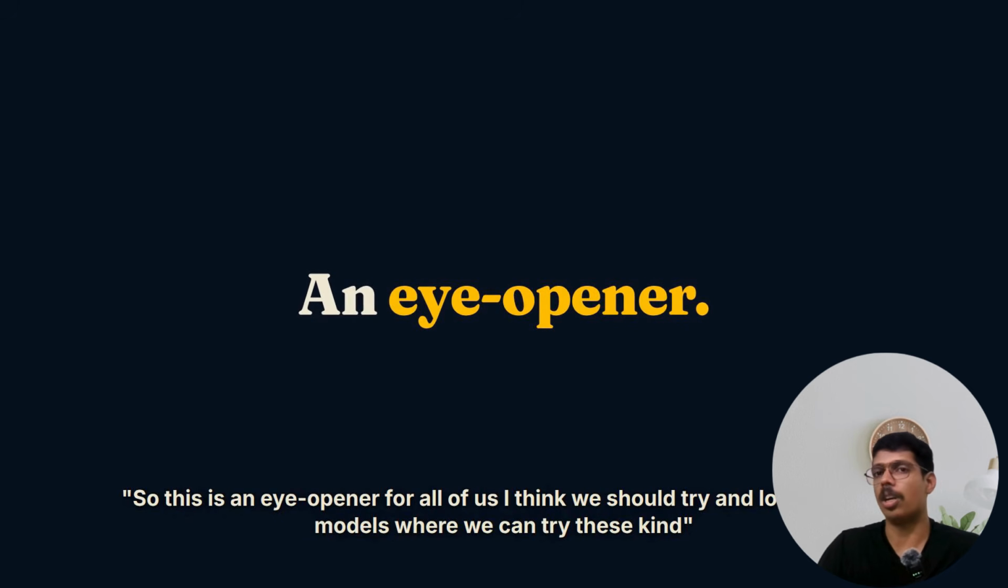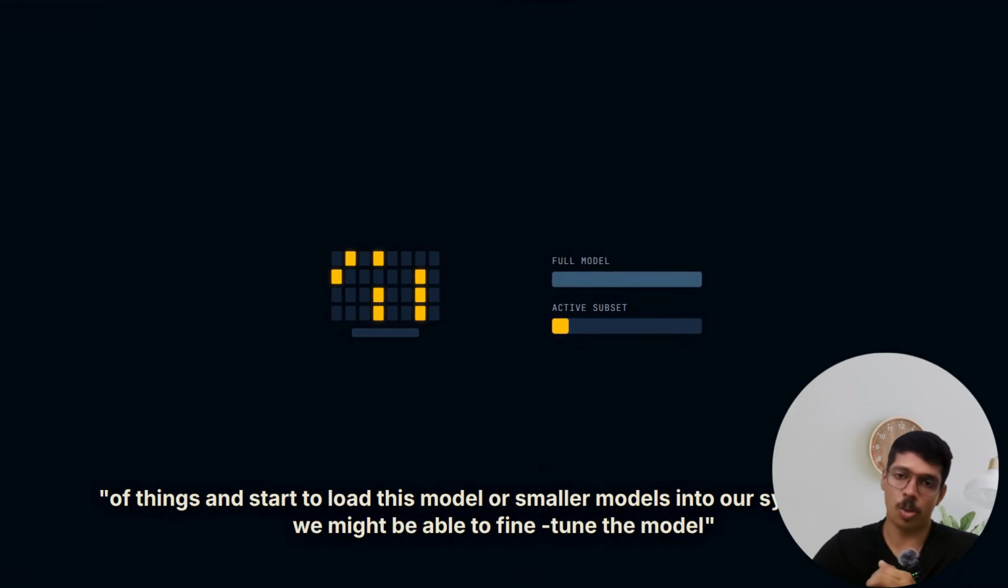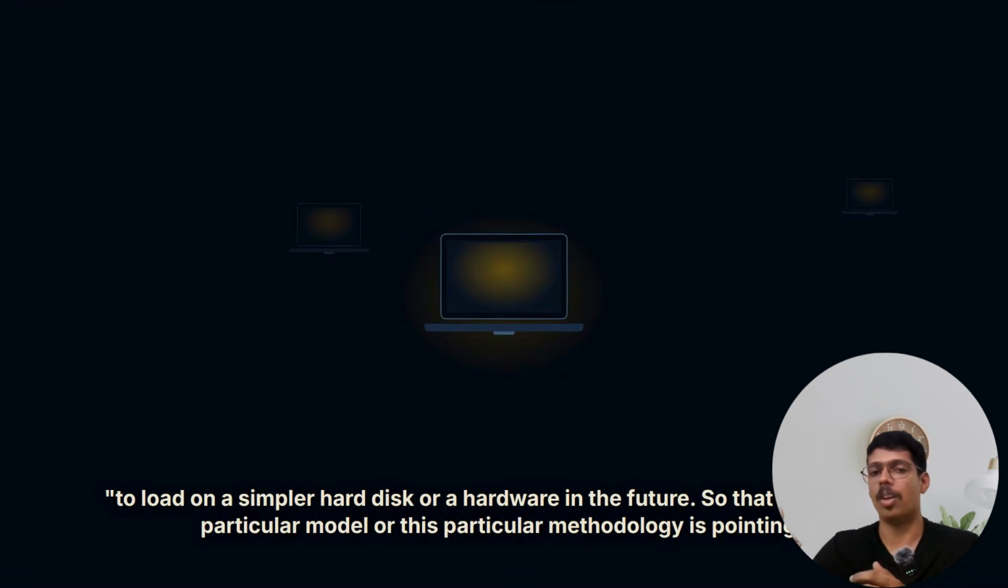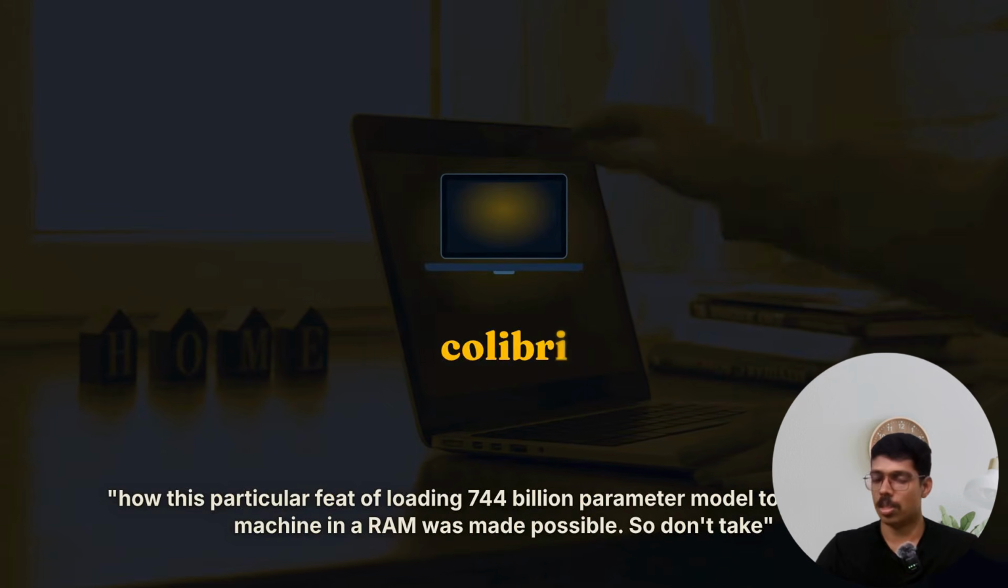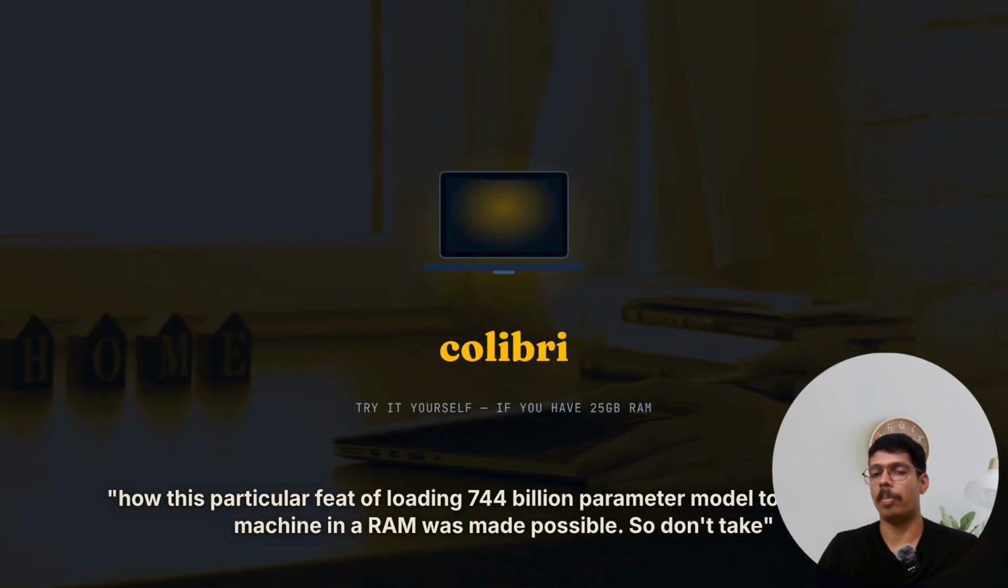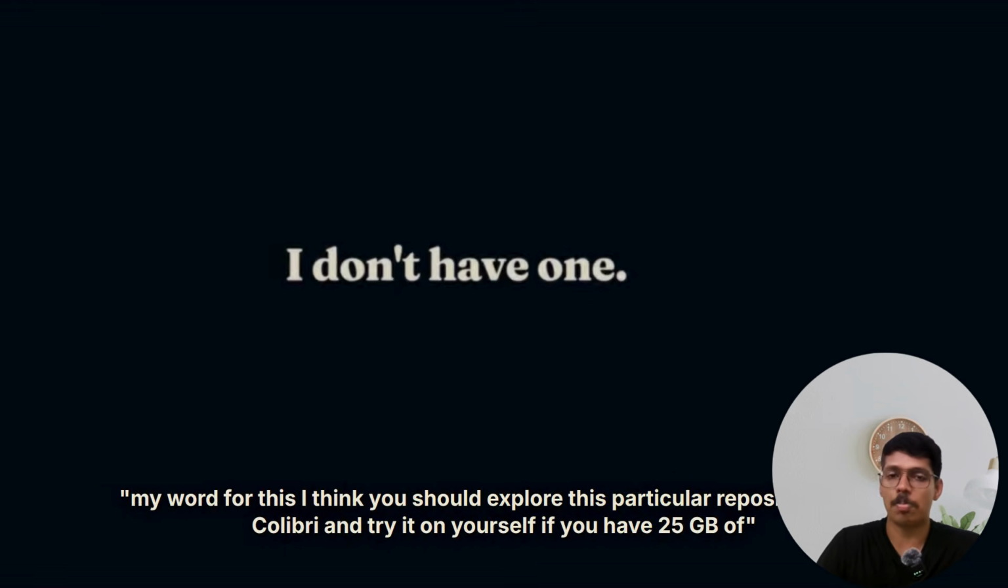I think we should try and look at other models where we can try these kinds of things and start to load this model or smaller models into our system, so that we might be able to fine tune the model to load on similar hard disks or hardware in the future. That's where this methodology is pointing. So by the end of this video, I think you might have figured out the architecture of a GLM model, what an MOE is, and how this feat of loading a 744 billion parameter model into a machine with 25 GB of RAM was made possible.